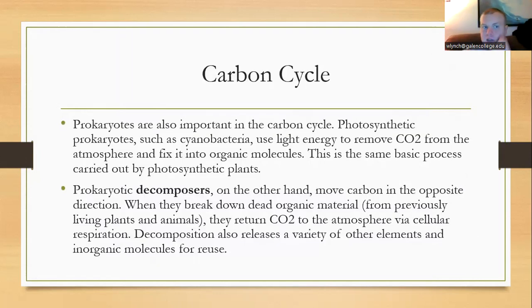All right, next is the carbon cycle. Prokaryotes are going to be the most important constituent for the carbon cycle that we have. So photosynthetic prokaryotes use light energy to remove carbon dioxide from the atmosphere. Right? This is the same basic process as what we see in photosynthetic plants. Prokaryotic decomposers are going to move carbon in the opposite direction. They're going to break down organic material and return carbon dioxide to the atmosphere via their cellular respiration. So the decomposition is going to release a variety of other elements and inorganic molecules.